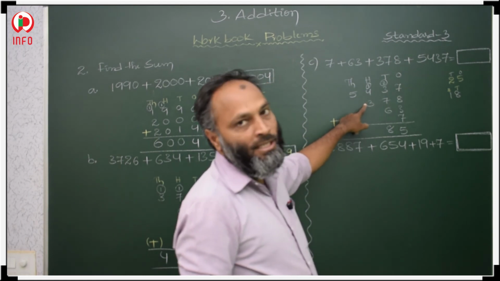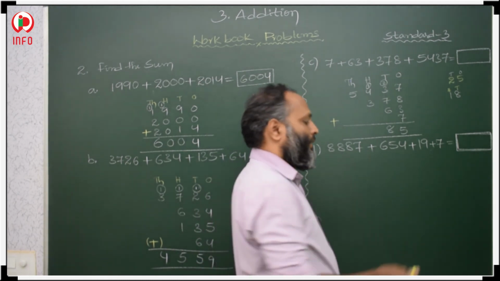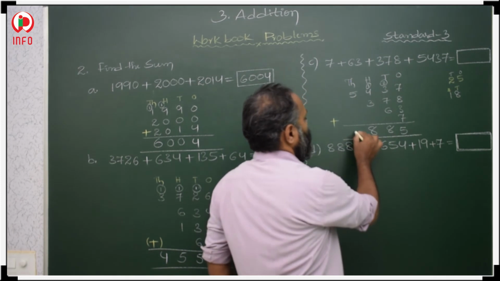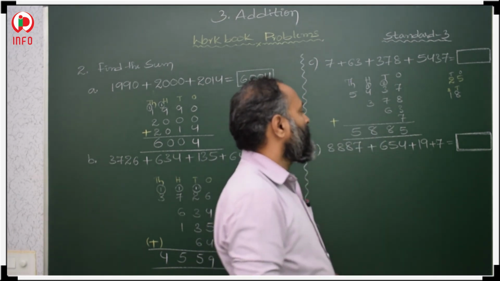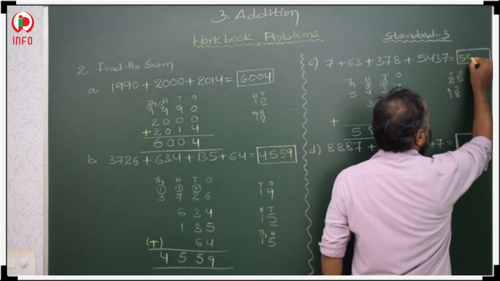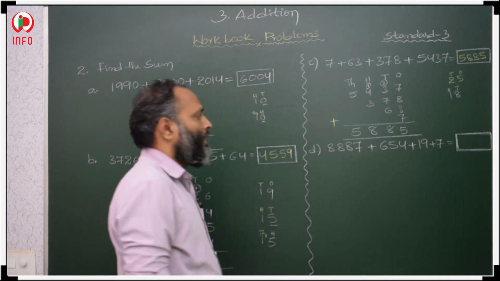Then after that, 1 plus 4, 5. 5 plus 3, 6, 7, 8. 8 is a single digit number. No need to regroup it. 8. And this 5 as it is. That is 5885. This is the addition sum.